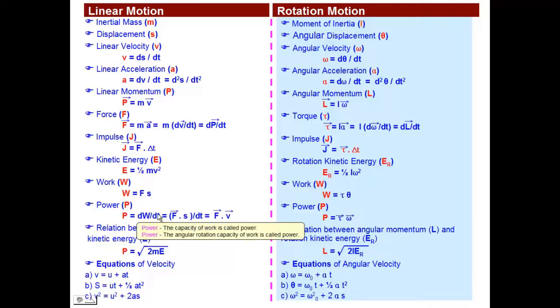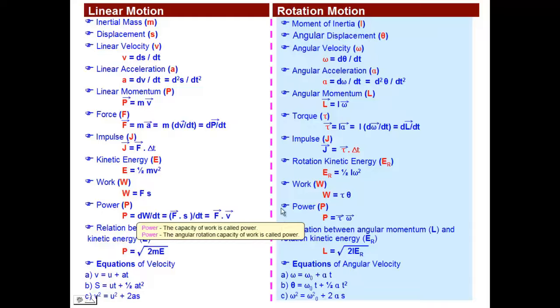Next, power. So what is power? In simple definition, the capacity of work is called power. The formula is P equals dW by dt, meaning rate of work. That equals force into distance S divided by dt. F is the force, and S upon dt, distance by dt, equals v. So we get F into v.